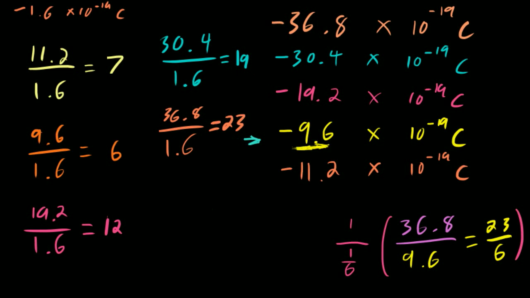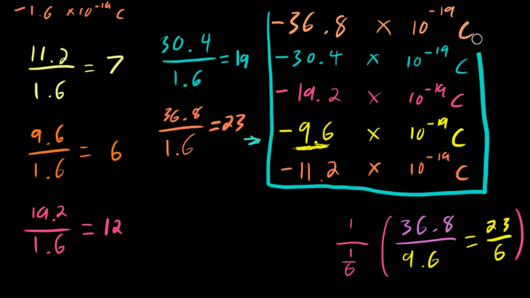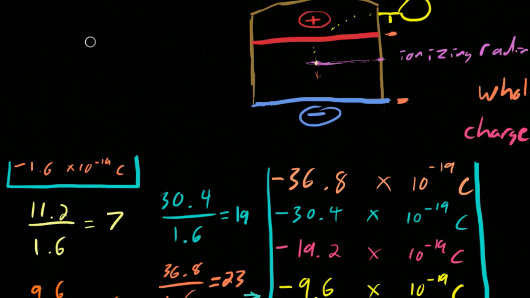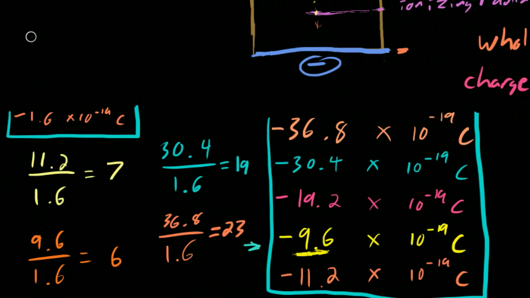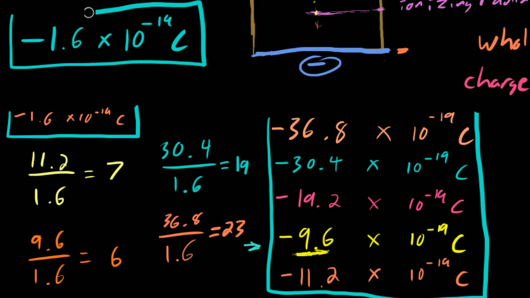So therefore, all of these different charges that we measured are whole number multiples of what we have found to be the charge of one electron, which is minus, I'll write it down one more time up here, minus 1.6 times 10 to the minus 19 coulombs. And that actually is the charge of one electron.